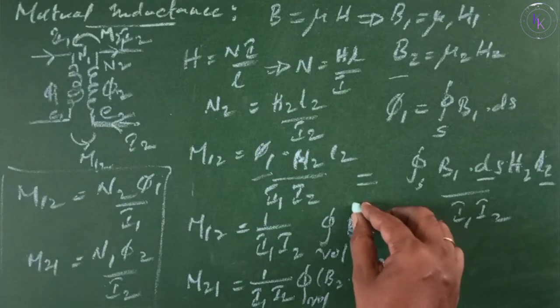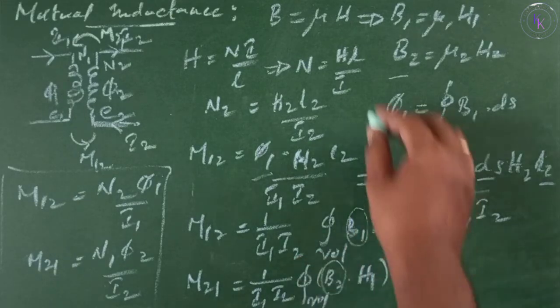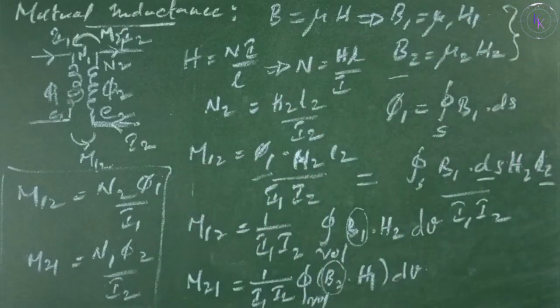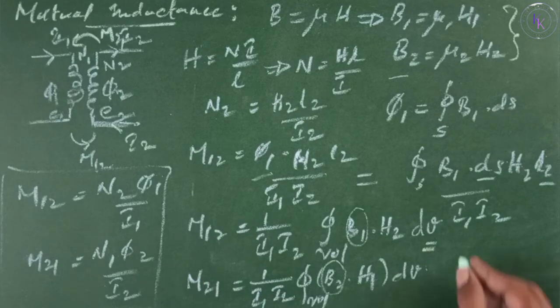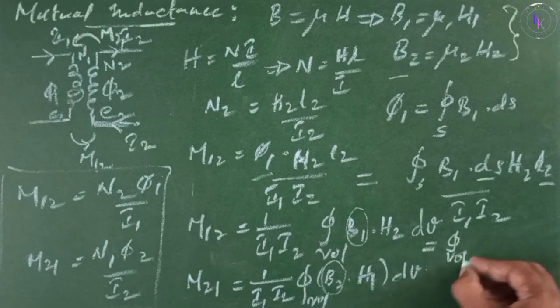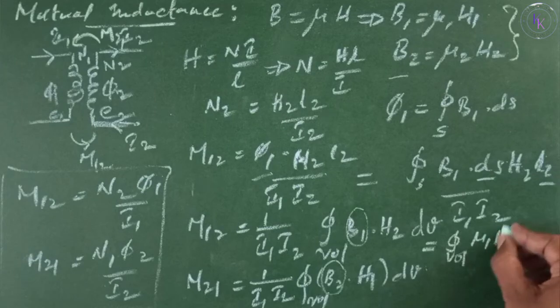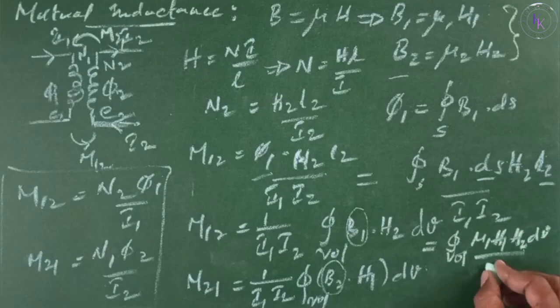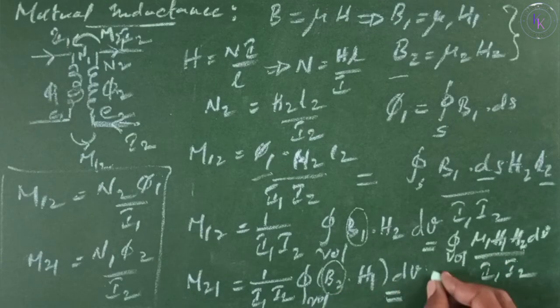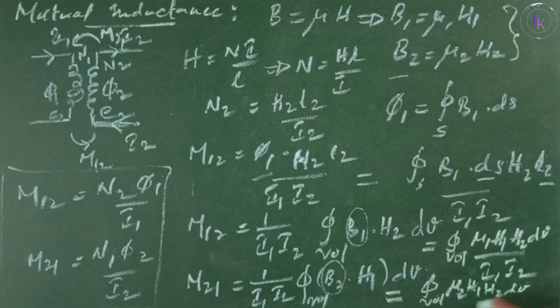If you substitute the values of B1 and B2 in these two formulas from these two relations, you are going to get M12 equals the closed volume integral of mu1 H1 H2 dV divided by I1 I2. Similarly, when you substitute the value of B2, you are going to get the volume integral of mu2 H1 H2 dV by I1 I2.